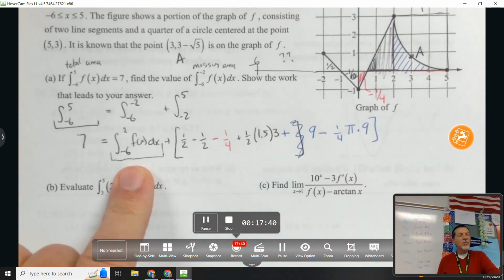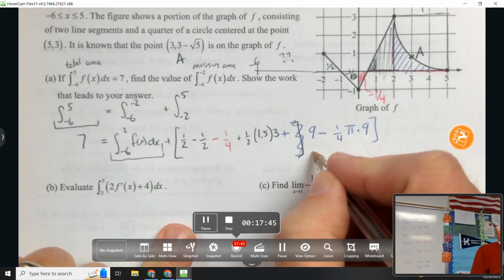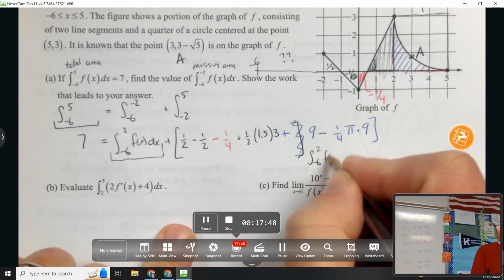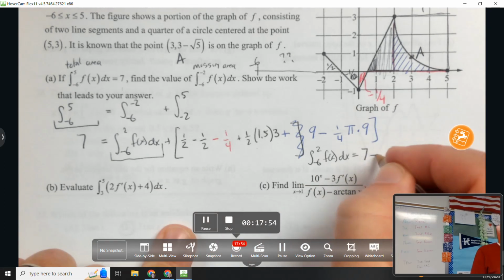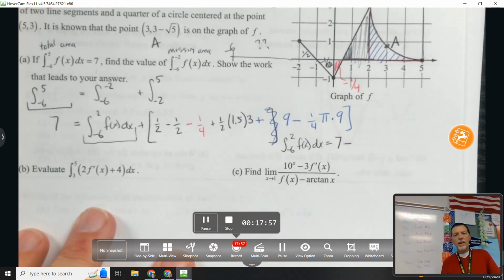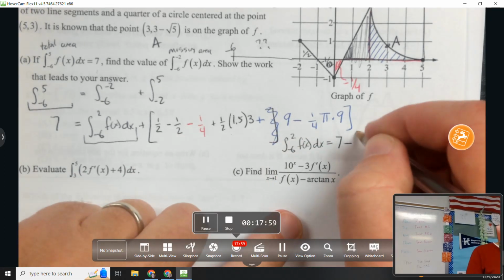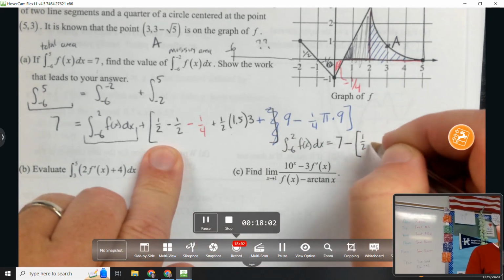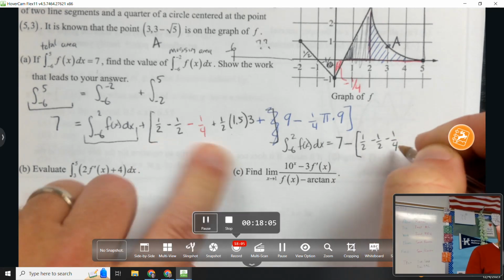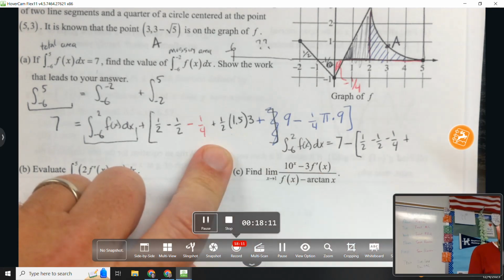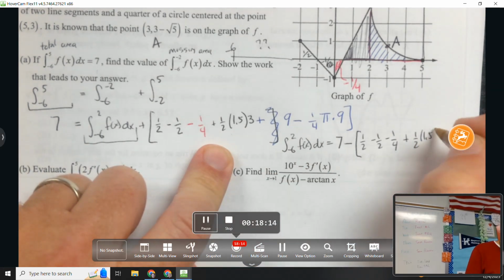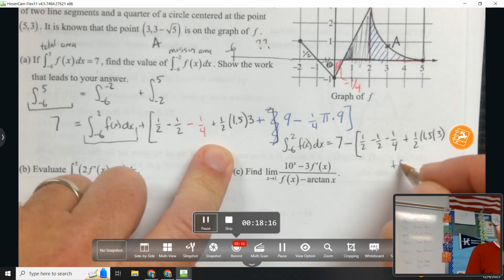So I'm almost there, but not quite. So I think I'm trying to figure out the easiest way to write this. I think it would be to just move all of this over. So I'm going to say 7 minus. And then I'm really not going to do any of the stuff in there. I'm just going to leave it all there. 1/2 minus a 1/2 minus a 1/4 plus, that doesn't even really simplify nice. So leave it. 1/2, 1.5 times 3 plus 9 minus 9 pi over 4.